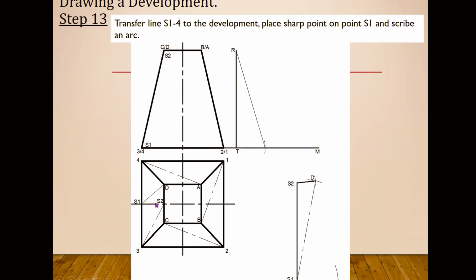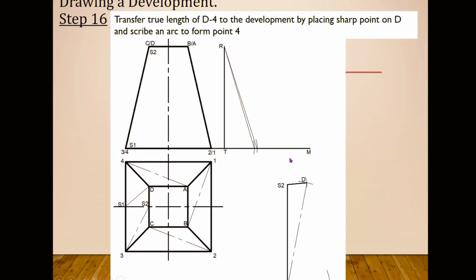Right. Now we want to establish point 4. You're going to measure a distance from S1 to 4. From S1, you place your sharp point and scribe an arc. After you have scribed an arc, you're going to take the distance of line 4D from your true length. You measure it from here, place your sharp point at D, and scribe an arc.